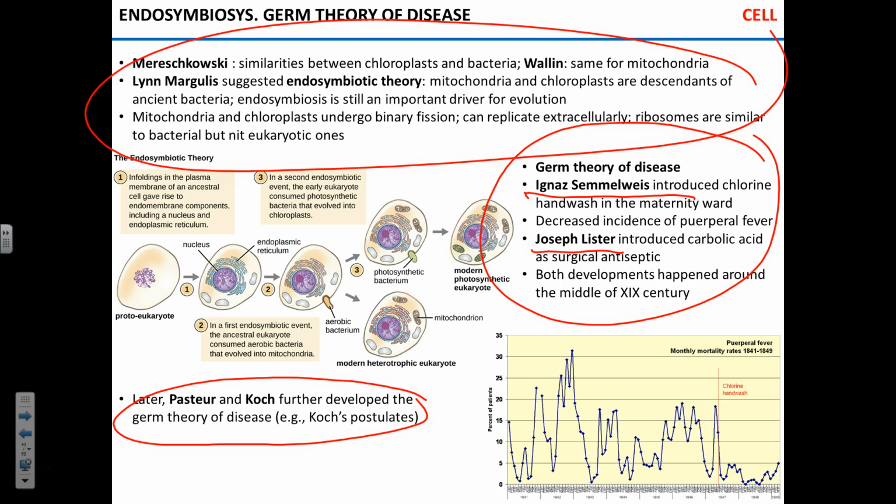Okay, we got the envelope around the DNA. But what happened next is that eukaryotes acquired mitochondria and chloroplasts. Mereshkovsky first noticed similarities between the chloroplasts and bacteria, and then Wallin saw the same for mitochondria. What are the similarities? Can you tell me what is similar between, say, mitochondria and bacteria? Anyone?